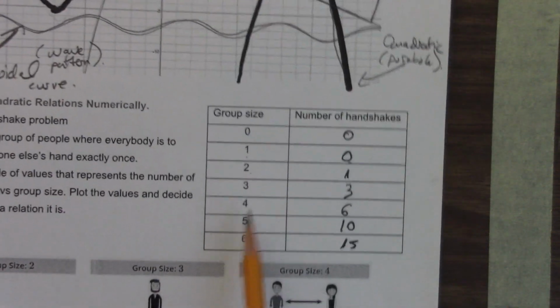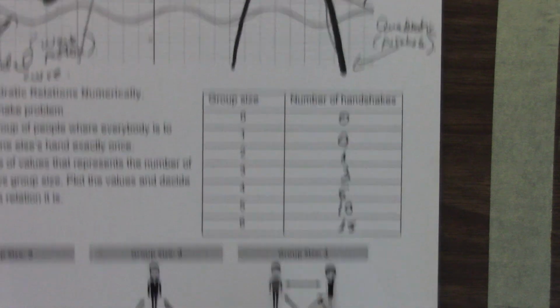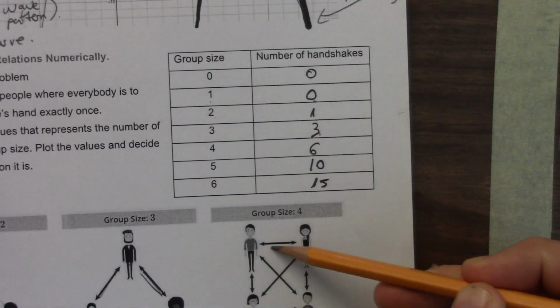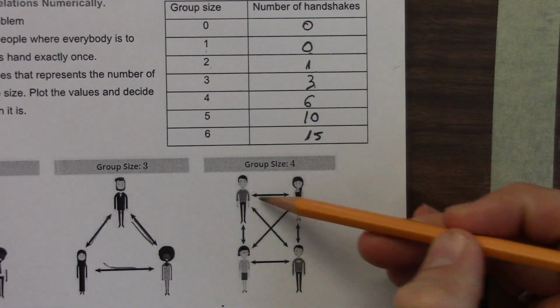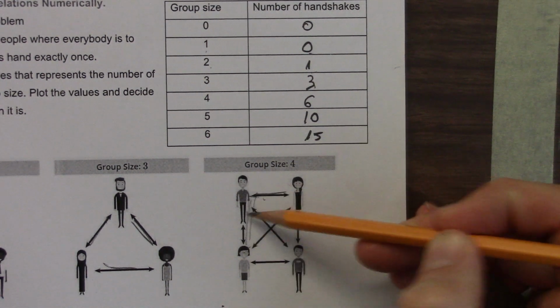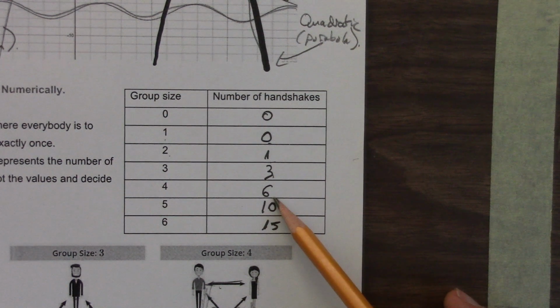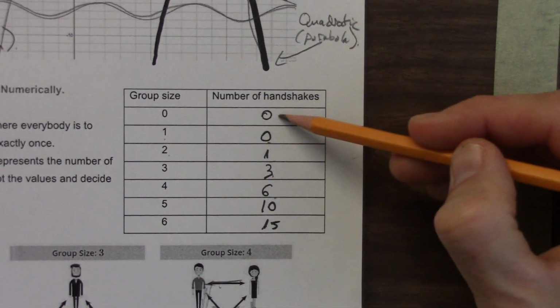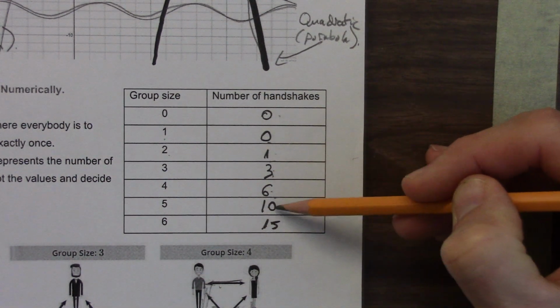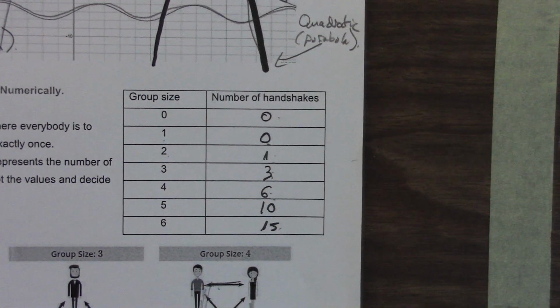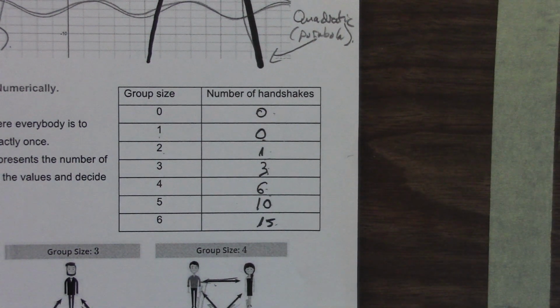Okay? When we have a group size of 3, now we're going to have 3 handshakes happening. When we have a group of 4, well, if we count all the handshakes here, we have 1, 2, 3, 4, 5, 6. So we have 6 handshakes. Okay? So we get this pattern forming here. 1, 3, 6, 10, 15. Anybody have an idea of what we're going to do next?